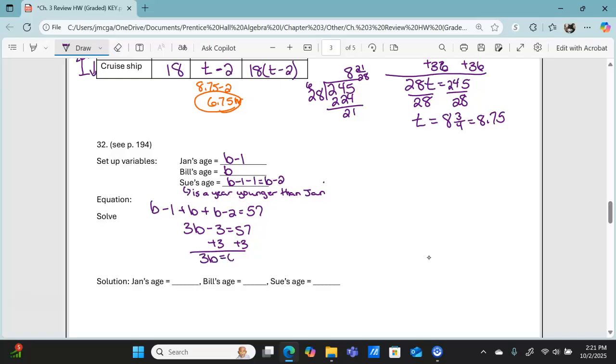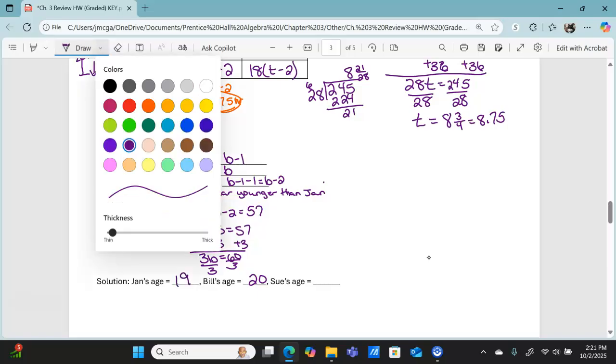3B equals 60. Divide by 3. You get Bill's age is 20. So here's Bill's age, it's 20. To get Jan's age, I need to subtract 1 from that, so that would be 19. So that's Jan's age.